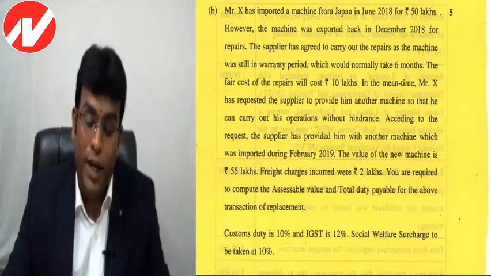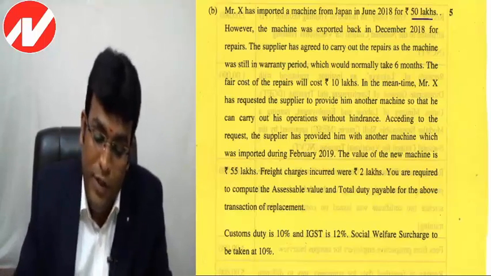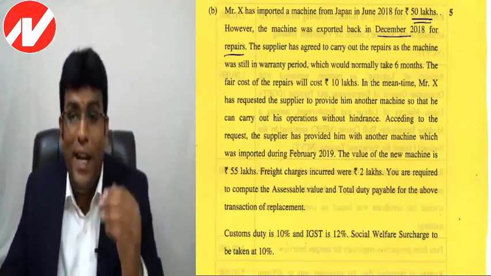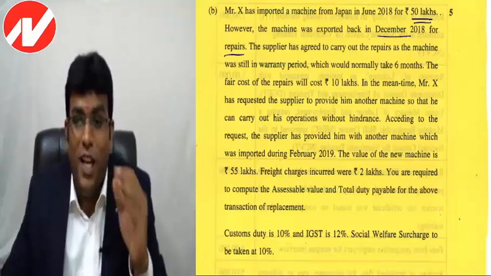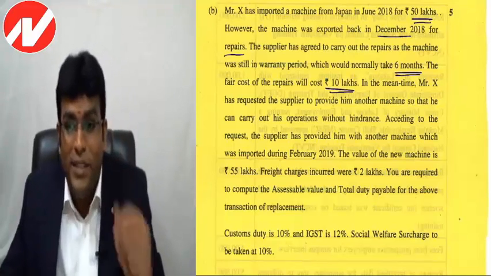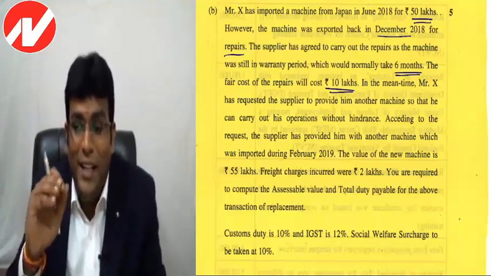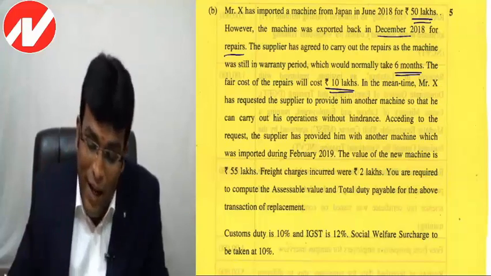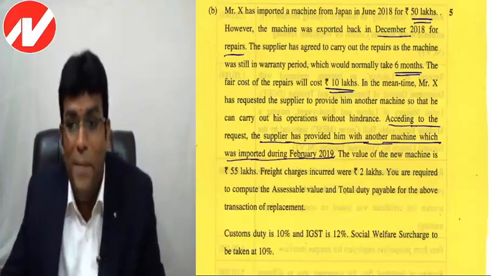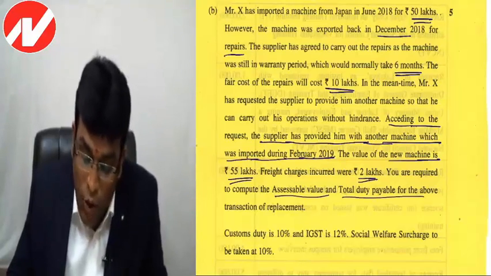Then wait, guys. Mr. X has imported a machine from where, sir? Japan. He has imported a machine from Japan, very good, for 50 lakhs. However, the machine was exported back in December for repairs. Supplier has agreed to carry out repairs as the machine was still in warranty, which would normally take 6 months' time. Fair cost of repairs is 10 lakhs, and in the meantime, X has requested the supplier to provide him another machine so that he can carry out operations without hindrance. According to the request, supplier has provided him another machine which was imported in February, and the value of the new machine is 55 lakhs, freight is 2 lakhs. Compute assessable value and duty payable.